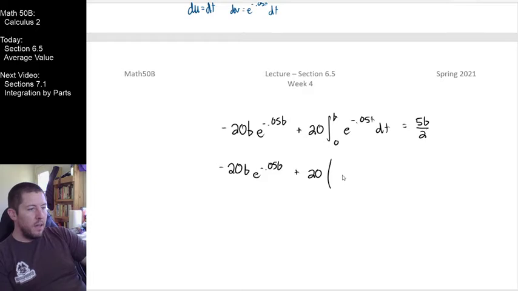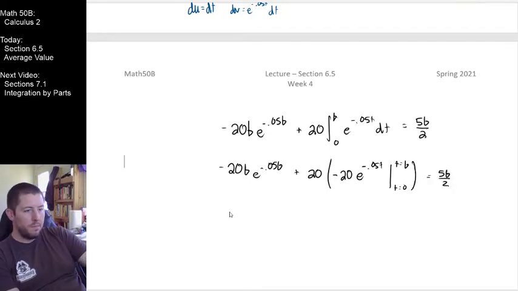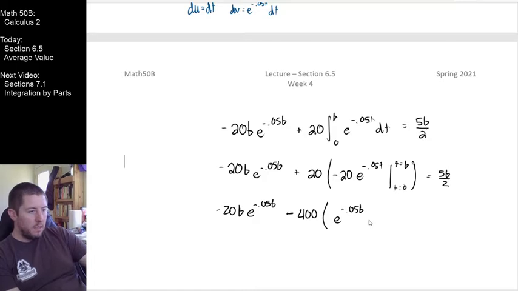What do we get when we take the integral of this? That's a 1/20th. So again, that additional power of -20 is going to come down here, e to the -0.05 t, evaluated from t equals 0 to t equals b. It's 5b over 2. That's a -400 times e to the -0.05b. The -20 got pulled out, and so then we're just getting a -1 because that's an e to the 0.